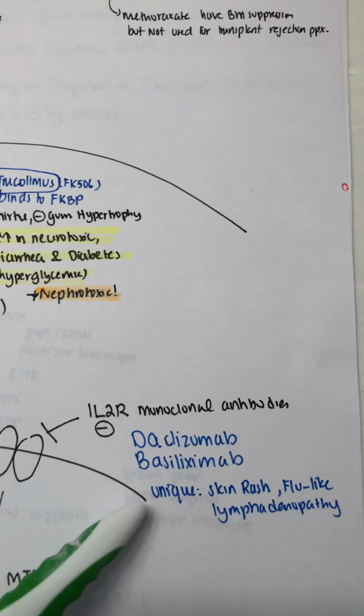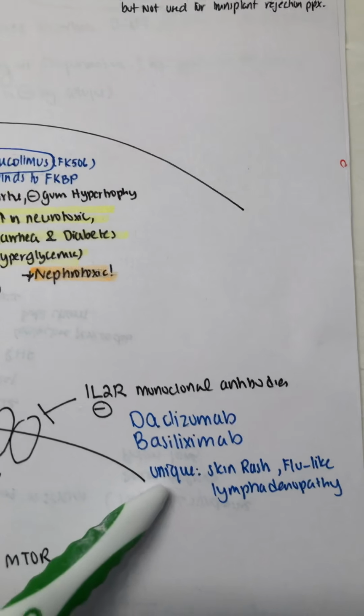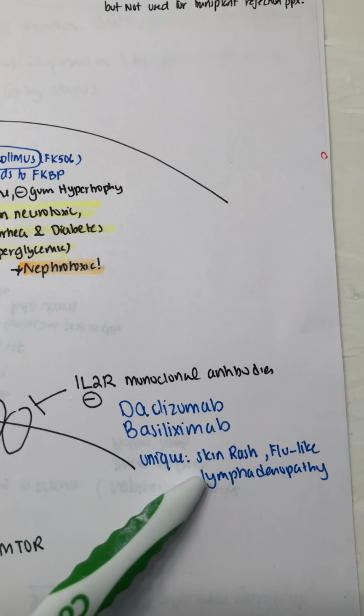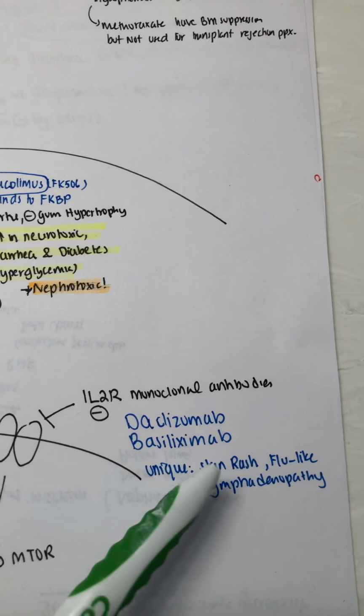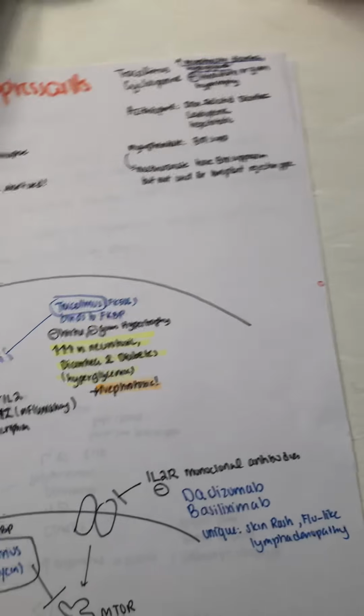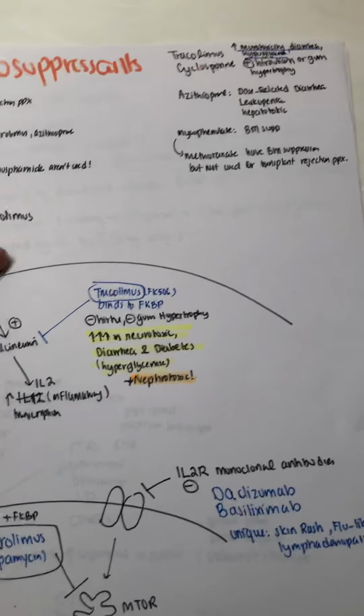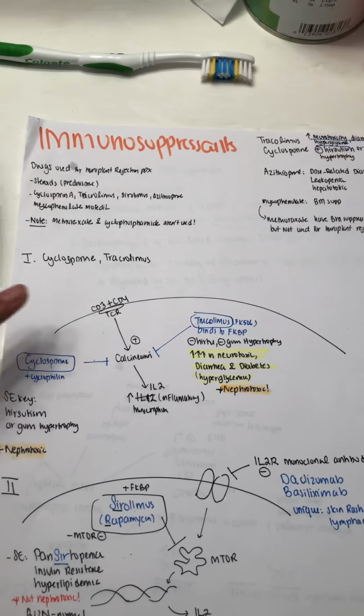What are the side effects of the IL-2 monoclonal antibodies? They have a bunch of side effects, but let's just memorize the unique ones. The unique ones are skin rash, flu-like symptoms, and lymphadenopathy. Skin rash, flu-like symptoms, and lymphadenopathy. And then the next group I memorized.